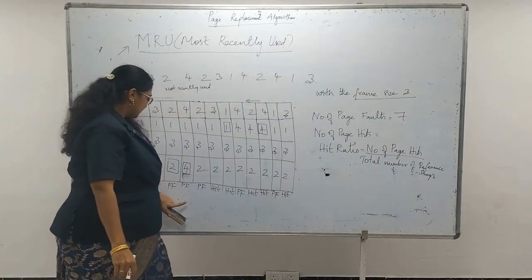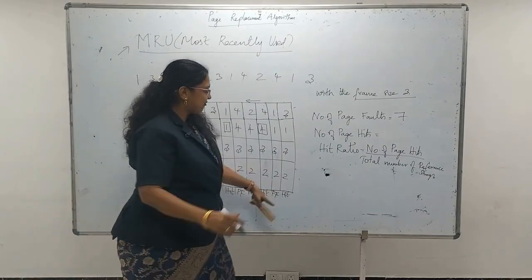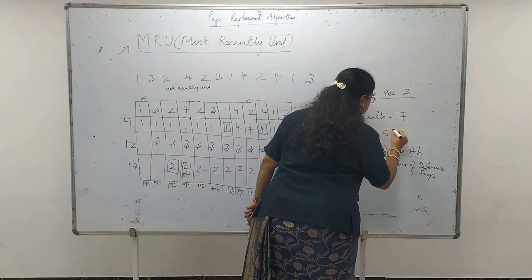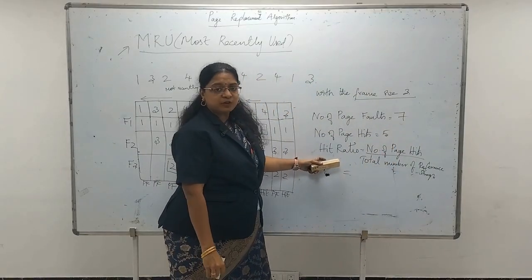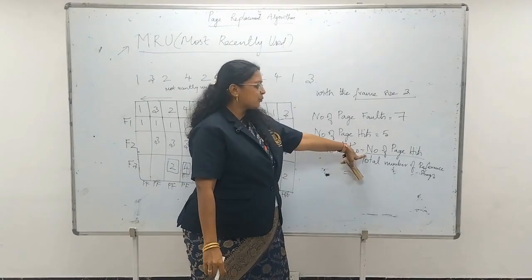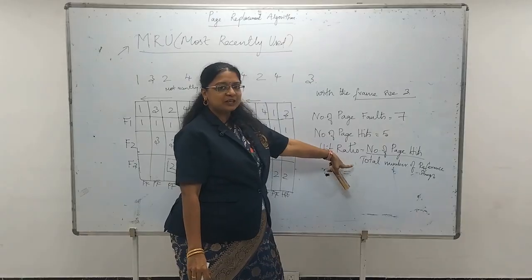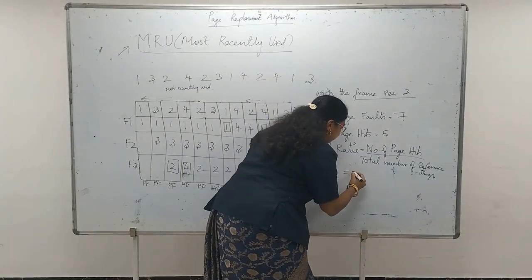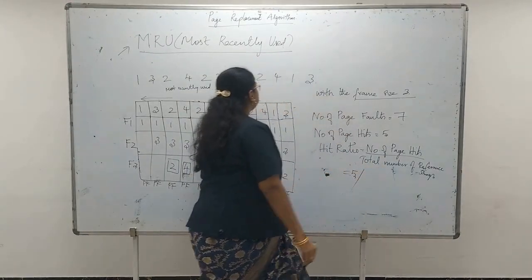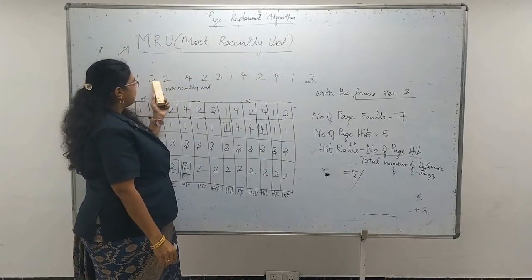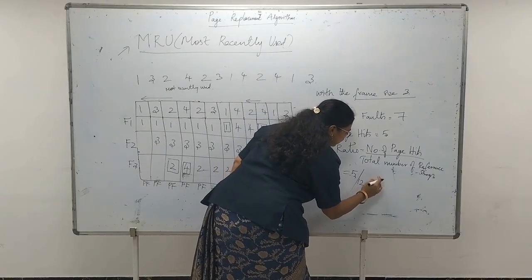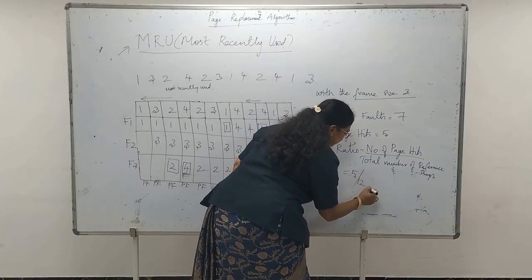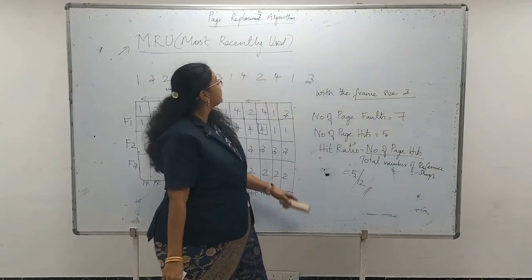Number of page hits, that is 1, 2, 3, 4, 5. So 5. As per the formula, hit ratio is equal to number of page hits divided by total number of reference strings. That is, number of hits is 5. Total number of reference strings is these 12 strings here. So 5 by 12 is your hit ratio.